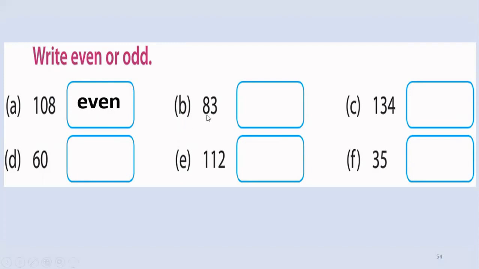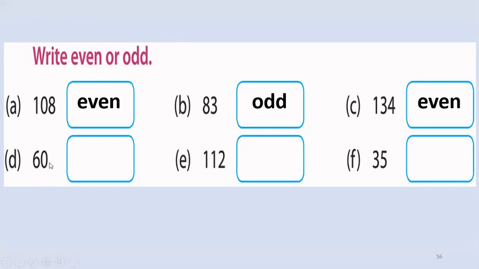Let's move to the next number. It is 83. Let's see only the ones place number. Which number is this? 3. Yes, we have to remember the rule. All the numbers which end with 1, 3, 5, 7 and 9 are odd numbers. So it is an odd number. Now the next one, again it is a 3-digit number, 134, but we will only focus on the ones place. Which number is this? It is 4. So it is an even number.